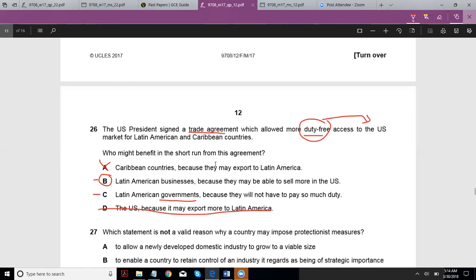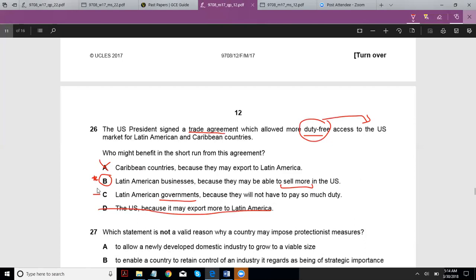Well, I guess your answer would be B, because that's the one that makes the most sense. So Latin American businesses, because they may be able to sell more in the US. Why are they able to sell more? Because now their products are more competitive in the US, right? Because they don't have to pay tariffs and all. A tariff is just like an indirect tax. It increases your cost of production and hence your price. So now they're more price competitive, so they can sell more.